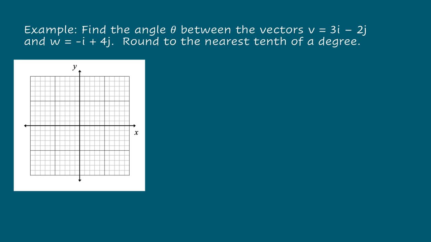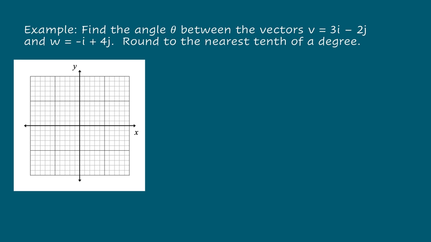So our first example gives us two vectors. Vector v is 3i minus 2j, a position vector, and vector w is negative i plus 4j. We want to find the angle theta between these two vectors, and we're going to round our answer to the nearest tenth of a degree. The first thing we're going to do is sketch our two vectors on our graph just so we can see what they look like, and then we'll draw where our angle is.